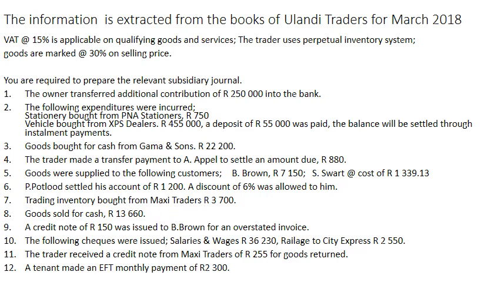11. The trader received a credit note from Maxi Traders of 255 rand for goods returned. This transaction deals with goods returned to supplier. The last transaction, a tenant made an EFT monthly payment of 2,300 rand. This is a receipt transaction.